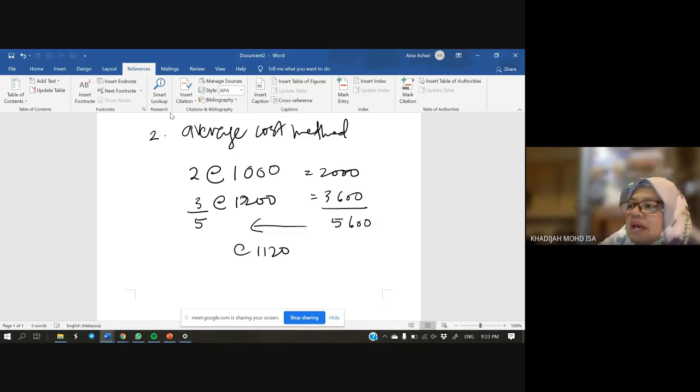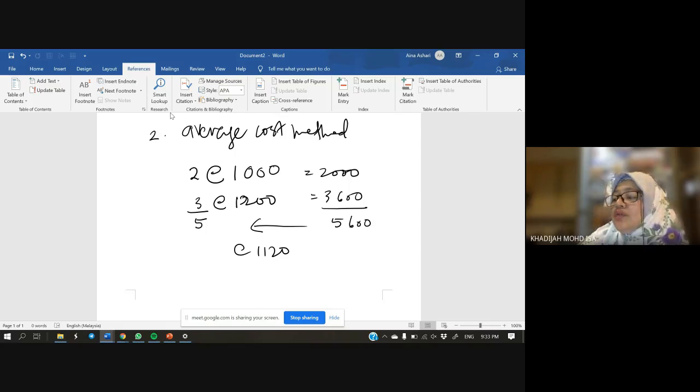So when the question asks how many they sell, they sell 1 unit. So the 1 unit will be at 1,120, because the cost is using average cost. So when you use average cost, you sell 1 unit at 1,120. Initially you have 5 units. Now you sold 1 unit and the balance is 4 units, and the 4 units will be at 1,120.